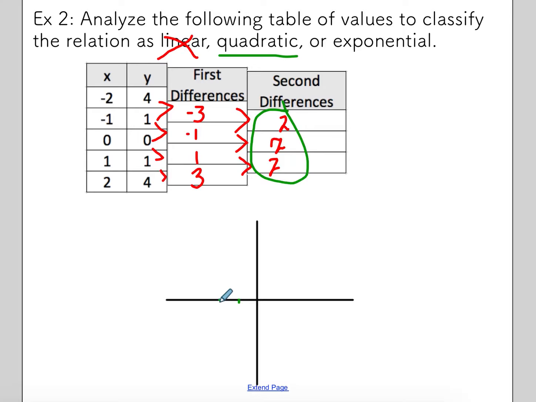If I just very quickly plot over -2, up 1, 2, 3, 4, approximately here. -1, 1 would be here, 0, 0, 1, 1, and 2, 4. Right, so you can see that I've got a nice little parabola. I'm going to try to draw it. There we go. Looking something like a quadratic function. Okay, so 100% this is a quadratic. It is definitely not a linear, and it's not an exponential.